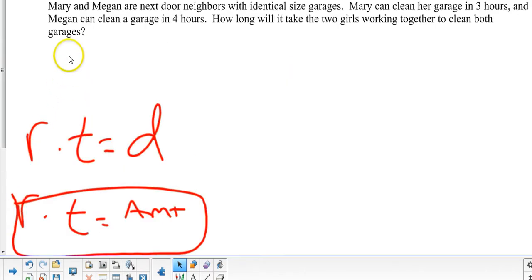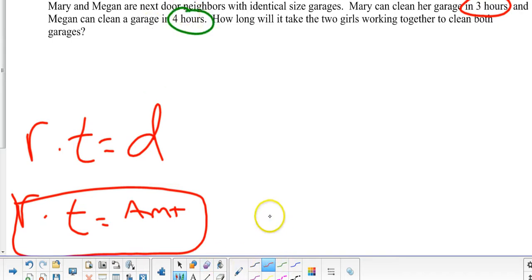All right. So now we've got an example here. Mary and Megan are next door neighbors with identical sized garages. Well, that's nice. Mary can clean her garage in 3 hours. Megan can clean her garage in 4 hours. Now, again, this is the total amount of time that it takes to complete the job. So Mary in 3 hours, and let's do Megan in a different color. That sounds like fun. 4 hours. So Mary's rate then, right, is going to be 1/3 of a garage per hour. All right, so that's Mary's rate.